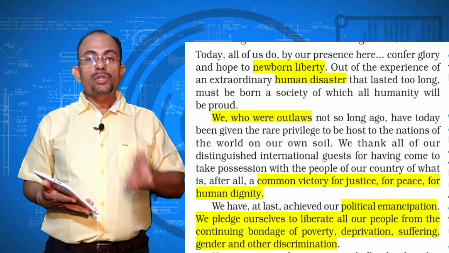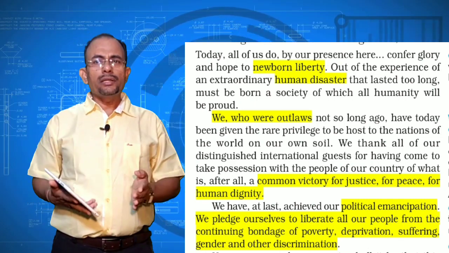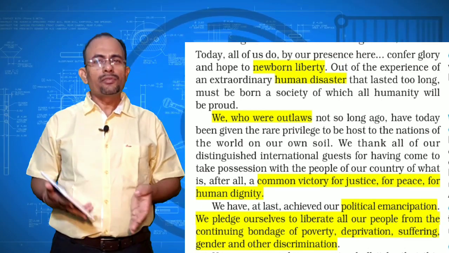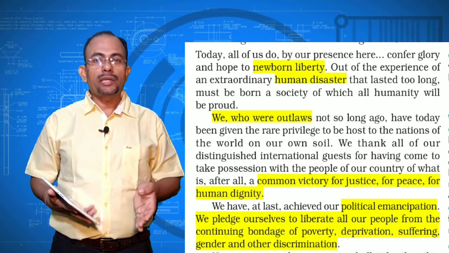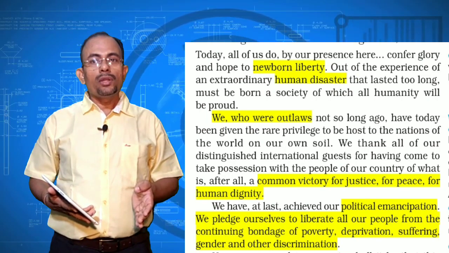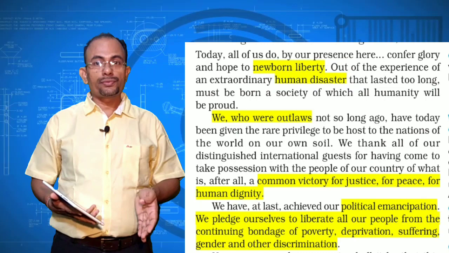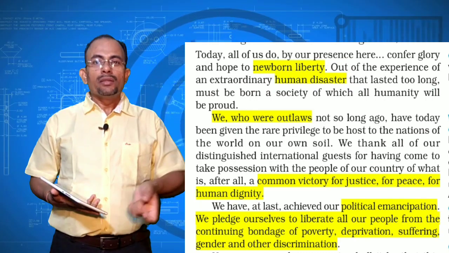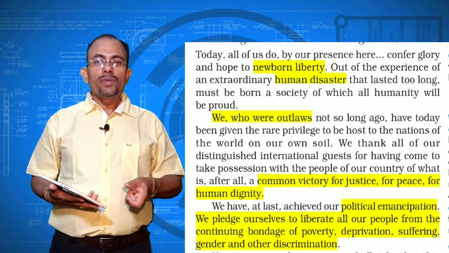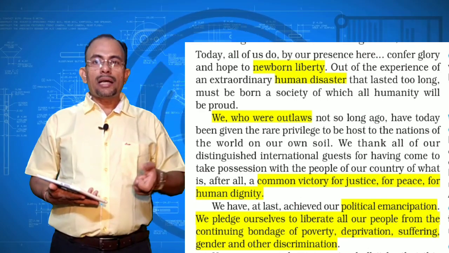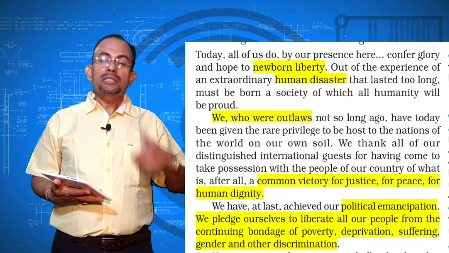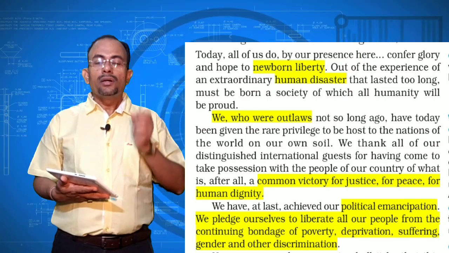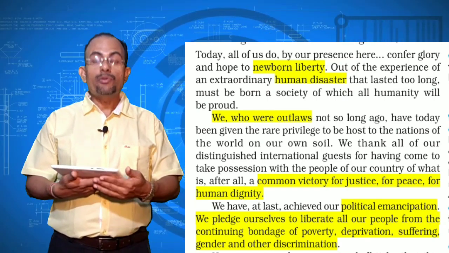Now let's discuss human disaster. Out of 300 years of discrimination, tortured by white rule, and millions of human sacrifices, was born a society which everybody will be proud of. Okay, so human disaster here refers to the discrimination, the torture, the suffering that the black people suffered over the last 300 years at the hands of the white government. That is what is referred to as human disaster.